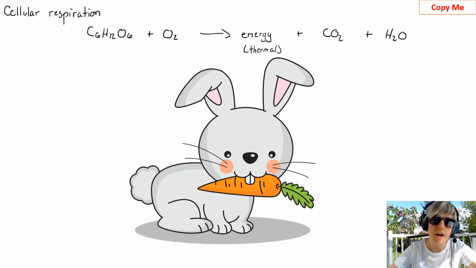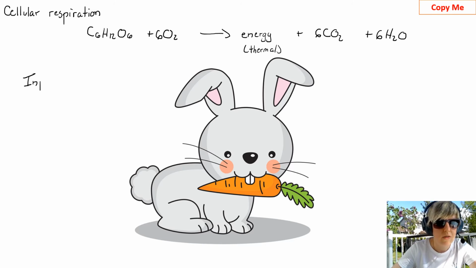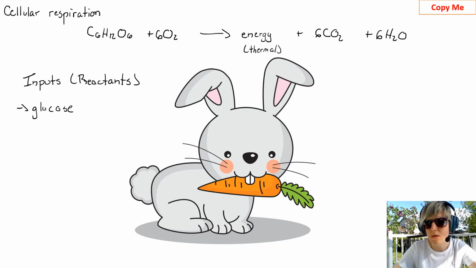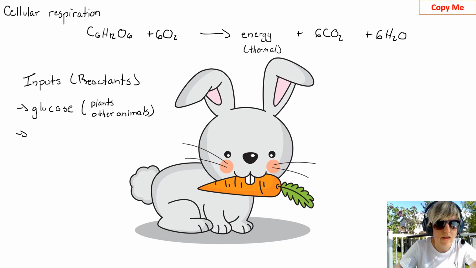Now we can see also this is not a balanced equation, so if we quickly balance it, we have 6, 6, and 6. So if we're looking at our inputs, so our, again, reactants, I need glucose. And where do animals get this glucose from? Well, they get it from what they eat. So they get it from plants. They get it from other animals. I require oxygen. And we get this from the atmosphere.